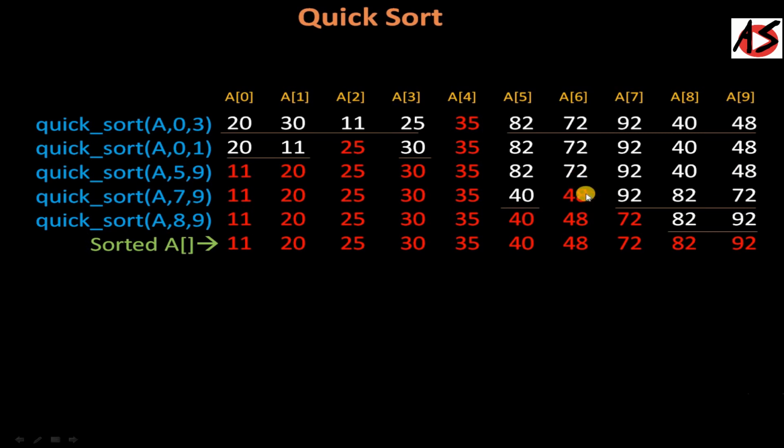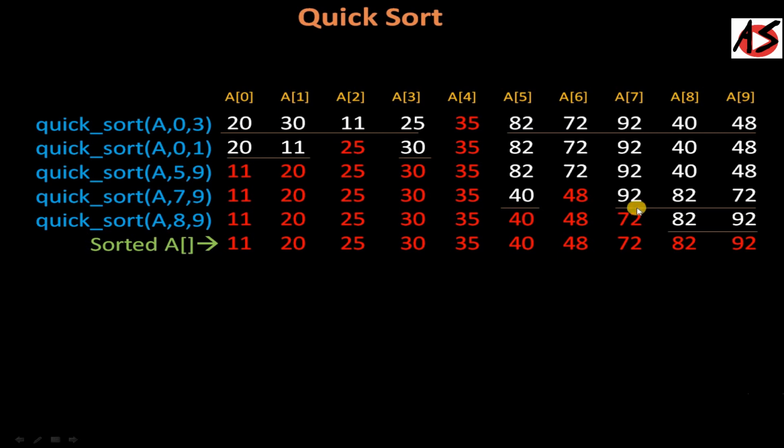So you are getting 48 on its final position, that is 6, and you have one sublist of a single element and a second sublist of 3 elements. So again you do the recursive call for 7 to 9. In this sublist, you take 72 as a pivot. Now you take j on 92. 92 is bigger than 72. Moving ahead, you are taking 82. 82 is bigger than 72. So at last, with the last line of partition, you exchange 92 and 72.